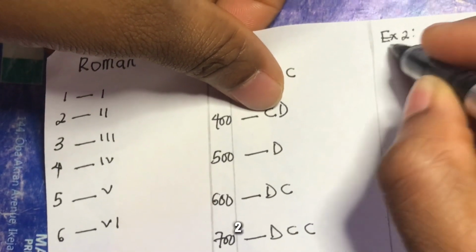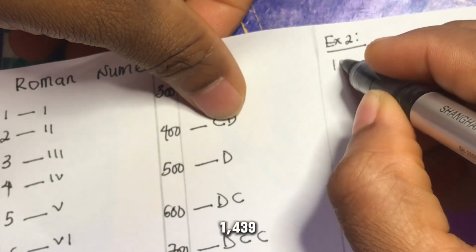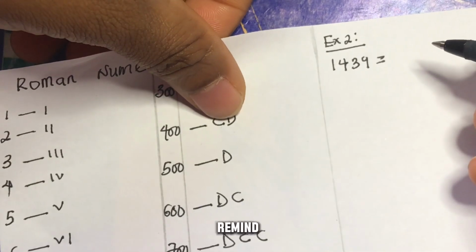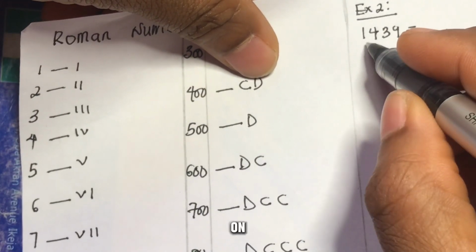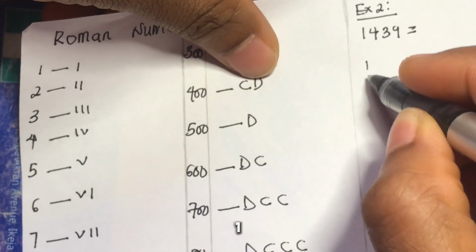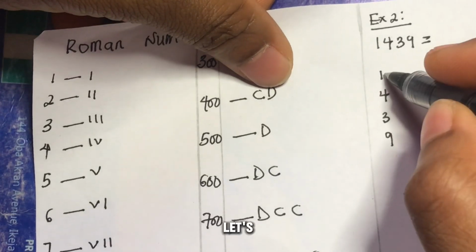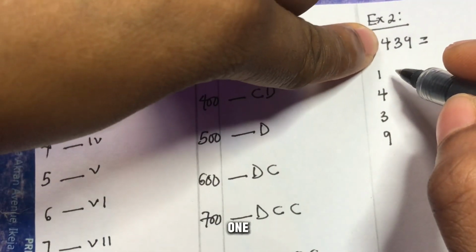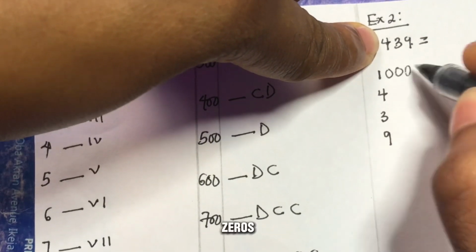Then let's take a look at another example. Example 2. Let's take a look at numbers that are in thousands. So we have 1439. How do we convert this to a Roman numeral? Step 1, write out all these numbers in this pattern. We have 1, 4, 3, and 9. So let's move to 1. When I use my finger to close this 1, I'm left with 3 numbers. So I'm going to write 3 zeros.